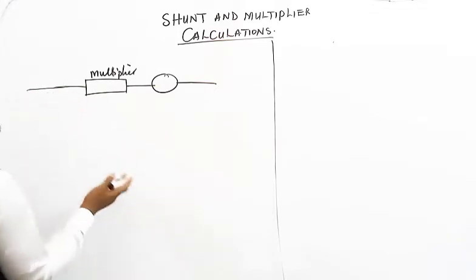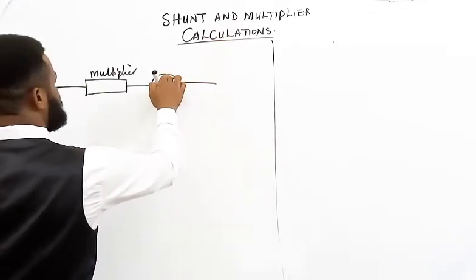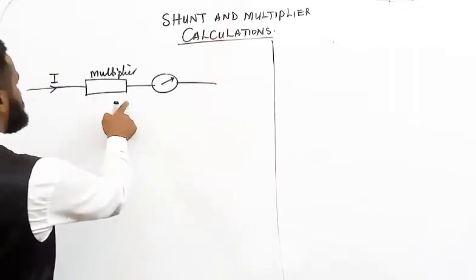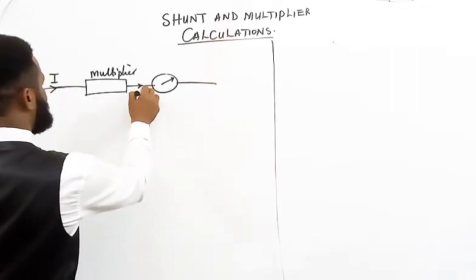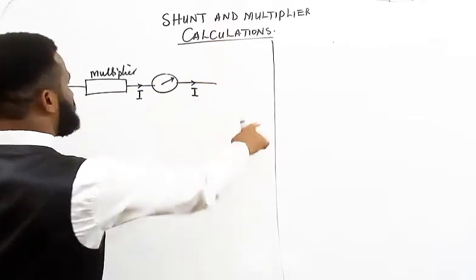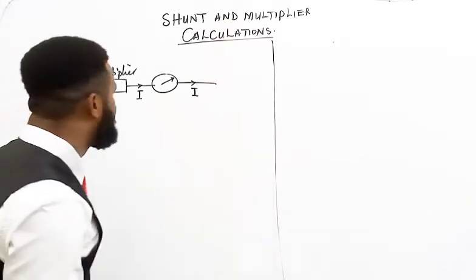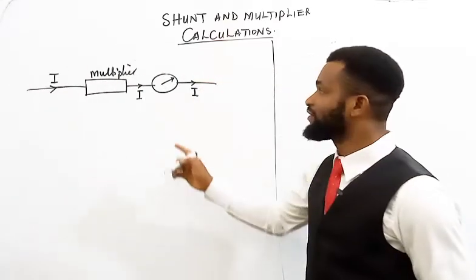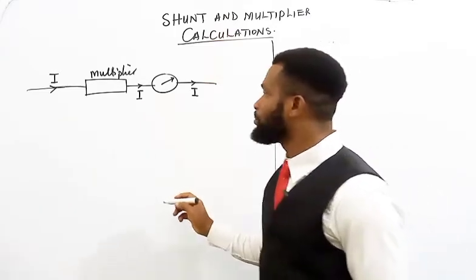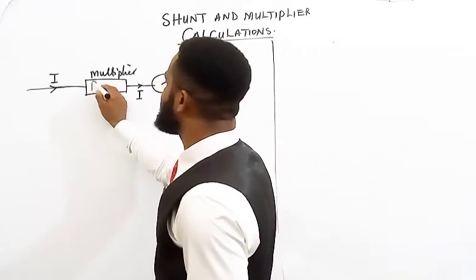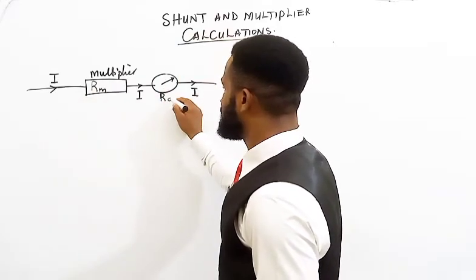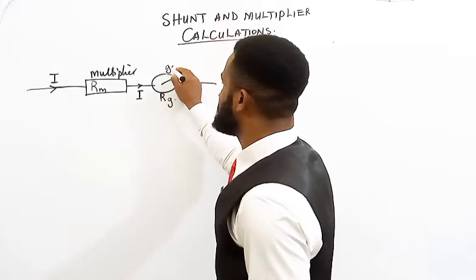So in this case, what happens? This is the galvanometer. There is a current flowing into the multiplier, and the same current is going to be flowing out through the galvanometer. That current is the same throughout because it's a series circuit, and in a series circuit the same current flows through the wire. There is a resistance of the multiplier and a resistance of the galvanometer.